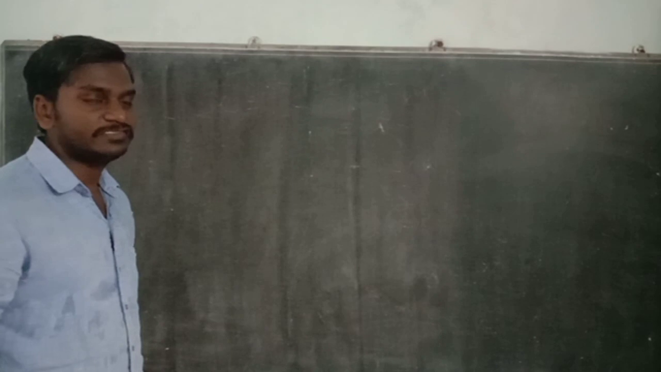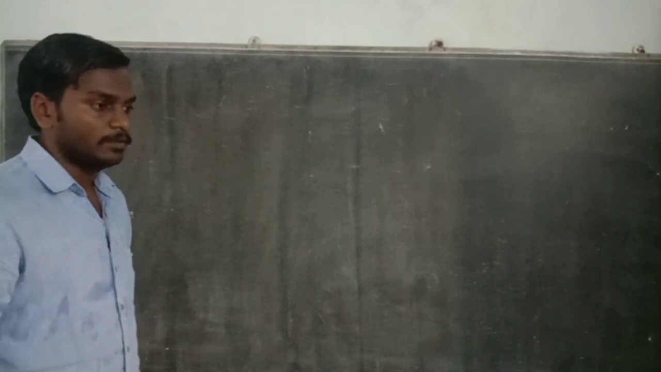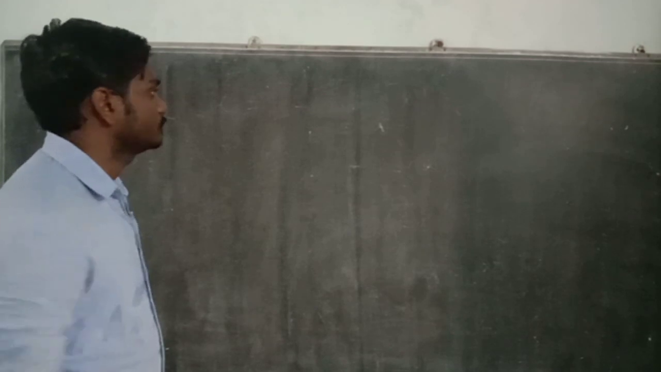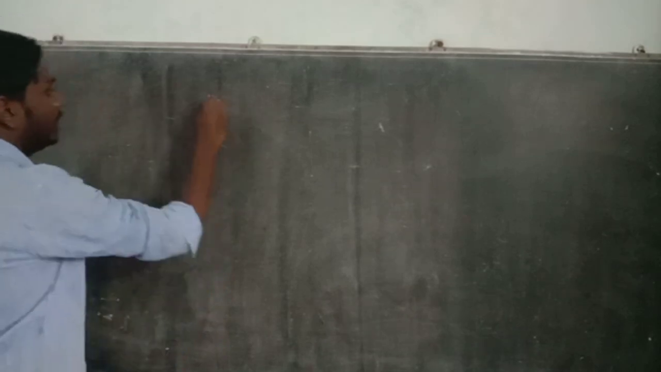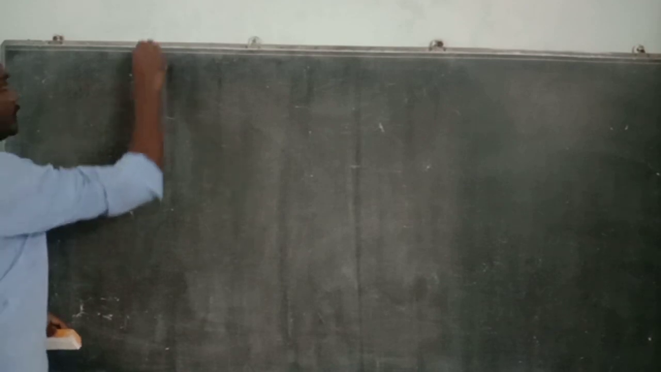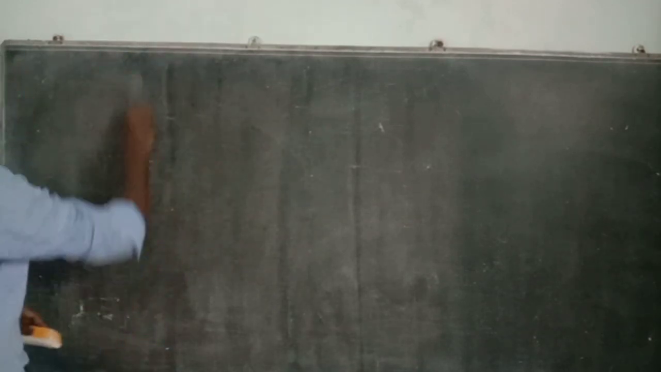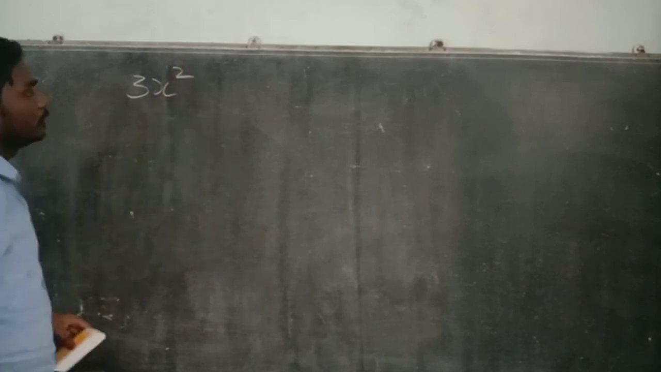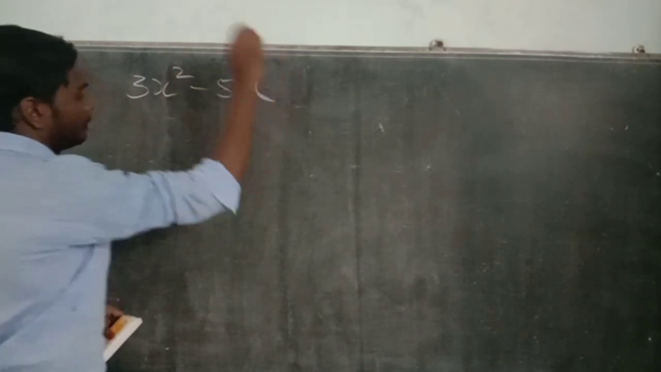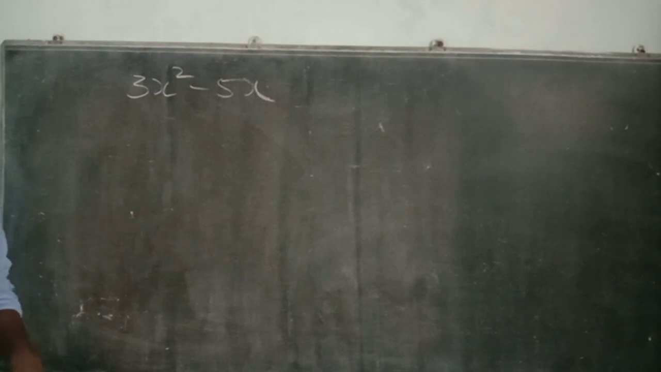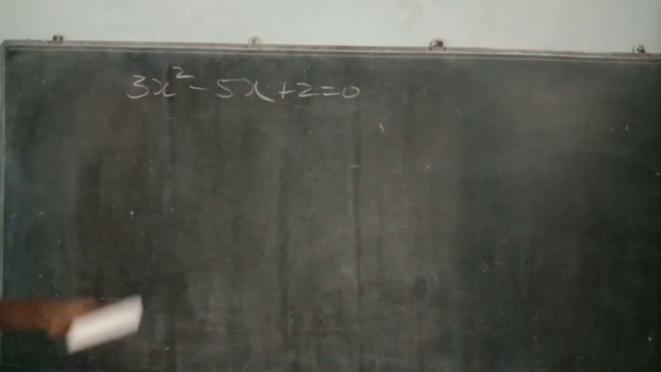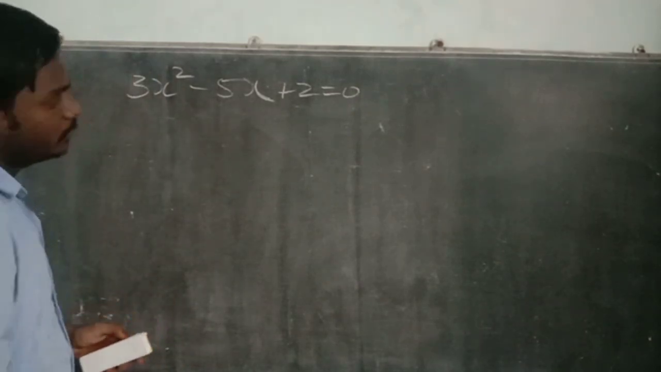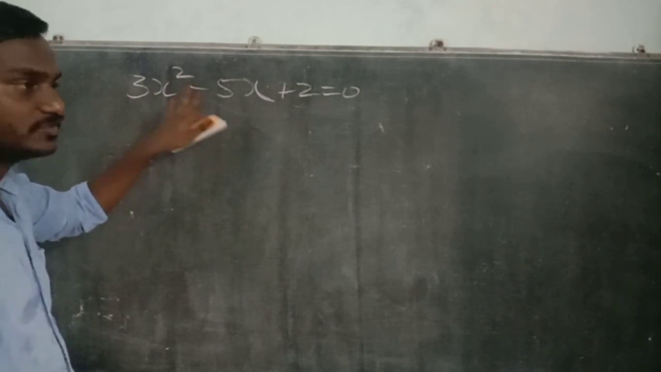Now, let's solve a quadratic equation by the square method. So, let me take a quadratic equation as 3x square minus 5x plus 2 is equal to 0. Let this be a quadratic equation. So let me solve this by using the square method.